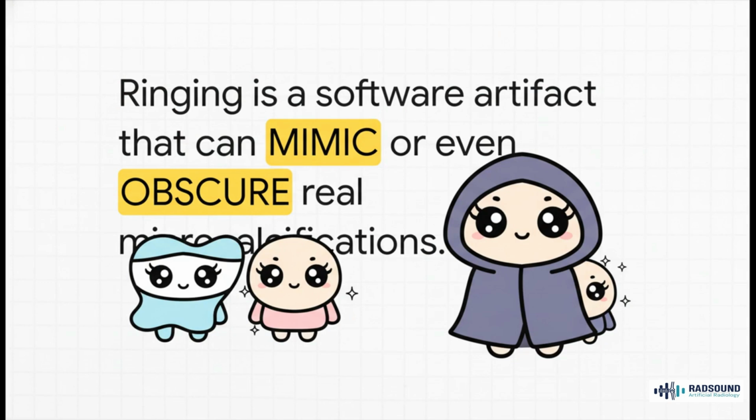And here's the crucial pitfall: a processing choice, like using a really aggressive software filter to make the image look sharper, can actually create a brand new false clue, this ringing artifact, or even worse, it can hide a real clue inside its artificial light and shadows.